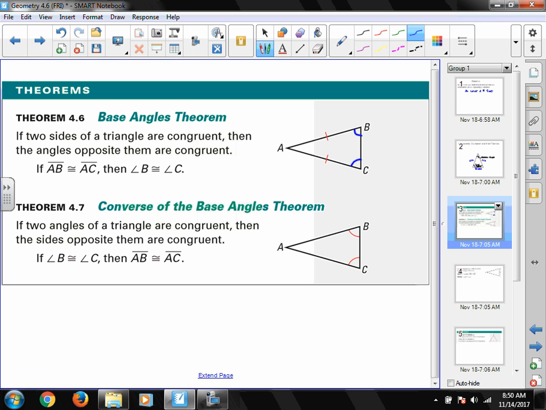And then we've got the converse of the base angles theorem. If I know that angle B and angle C are congruent, then I know that side AB and side AC here are going to be congruent. So just helping us show that we've got isosceles triangles and properties of them.